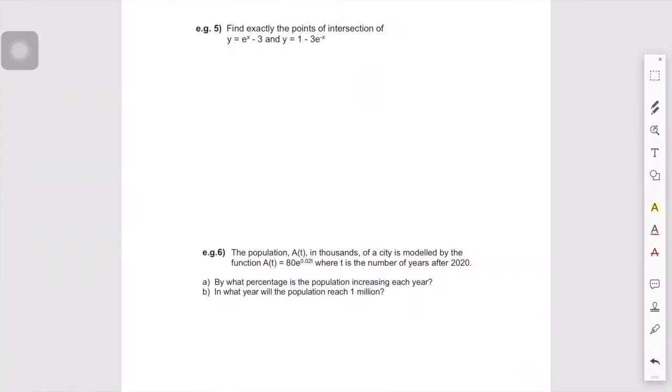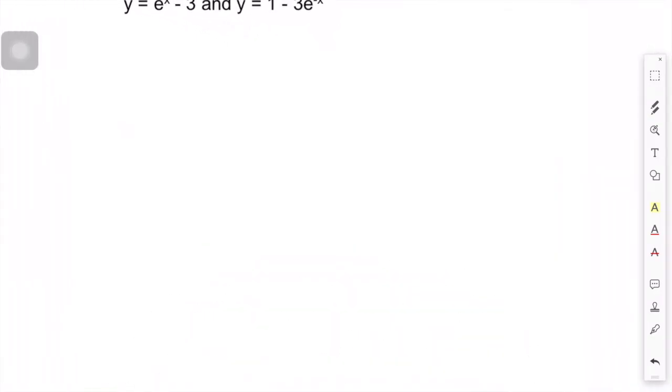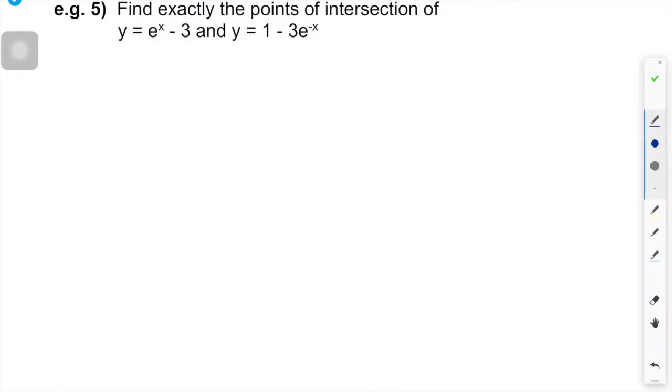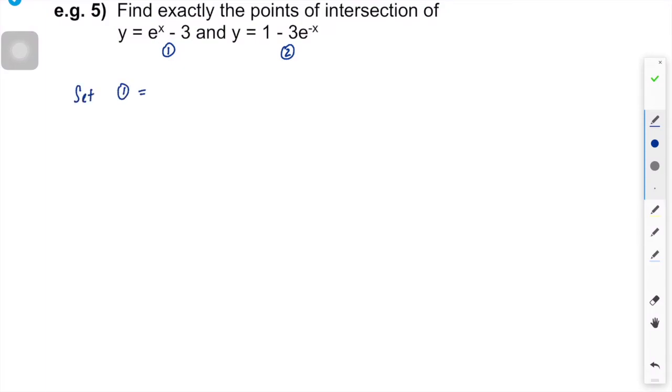So let's move on to example 5 and 6 on the next page. You're asked to find exactly the points of intersection of two equations. Well, since y is isolated in both equations, that's convenient. I'm just going to number here, equation 1 and 2, and we're going to set 1 equal to 2. We get x to the power of x minus 3 equals 1 minus 3x, e to the power of negative x. So I got negative x and x.